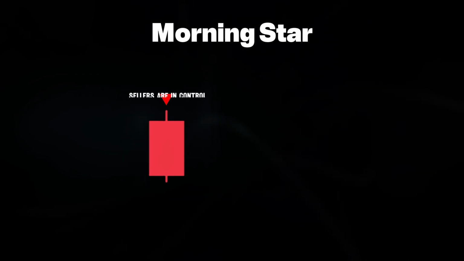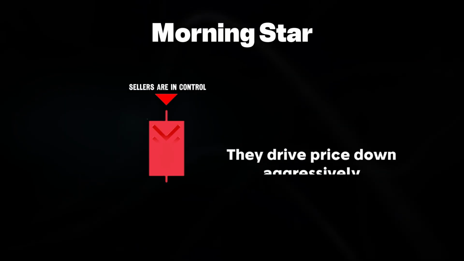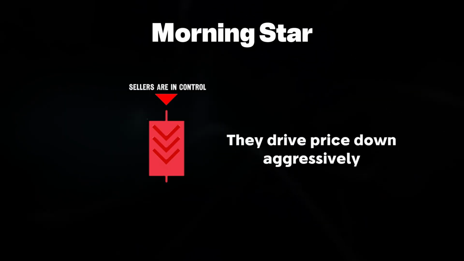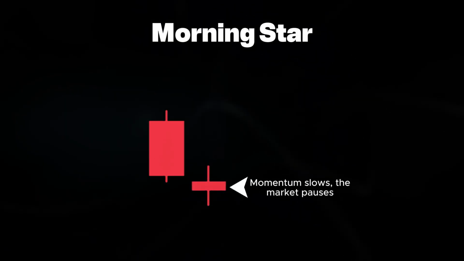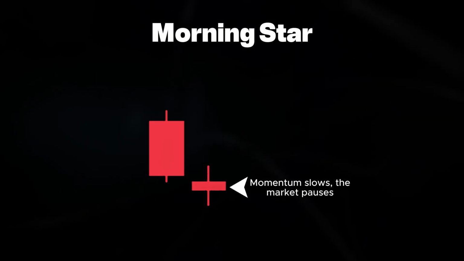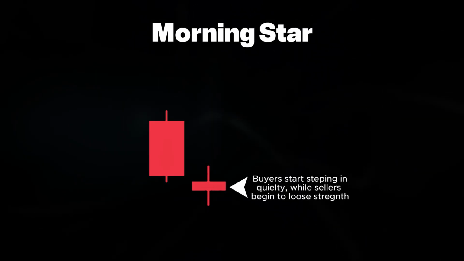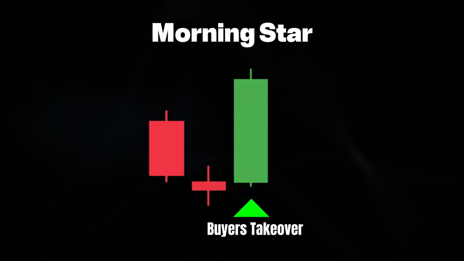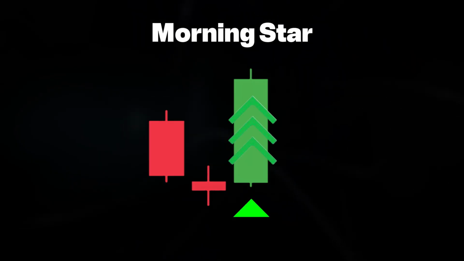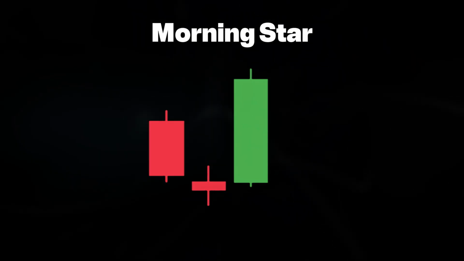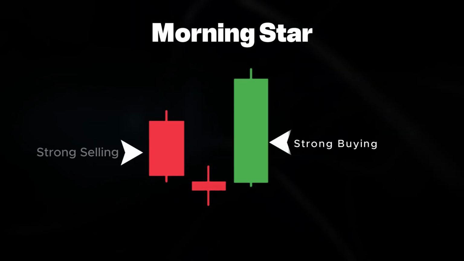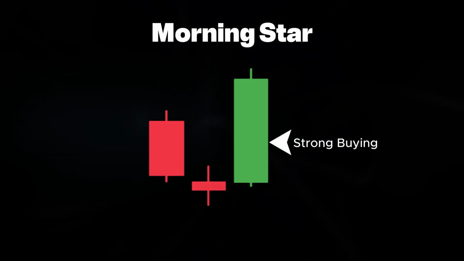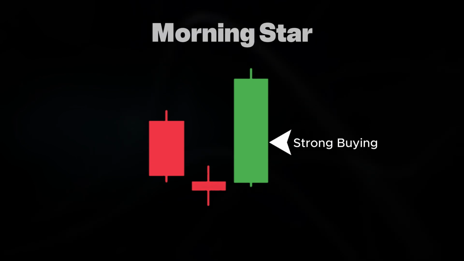At first, sellers are fully in control. They drive price down aggressively. Then suddenly, momentum slows, the market pauses. Buyers start stepping in quietly while sellers begin to lose strength. And then, buyers take over. They push price up with force, shifting control completely. That transition from strong selling to strong buying is what makes the morning star so powerful.